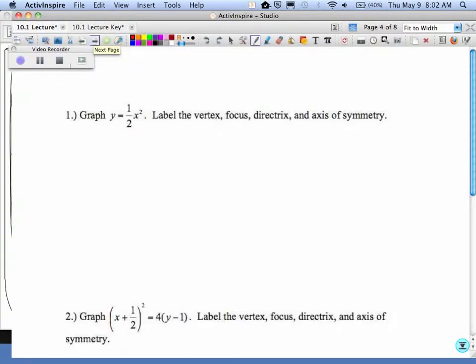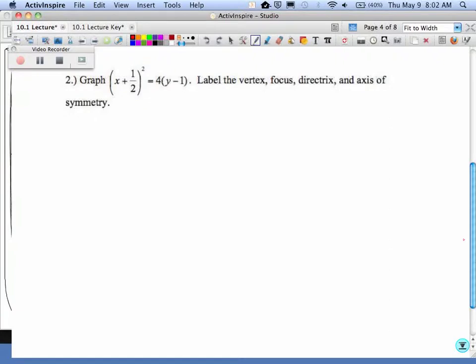We're supposed to draw everything, so first of all, let's find the vertex. Everything for the parabola builds off the vertex. So where's my vertex? Negative 1/2, positive 1. So about right there. Negative 1/2, comma 1. That's where the vertex is.